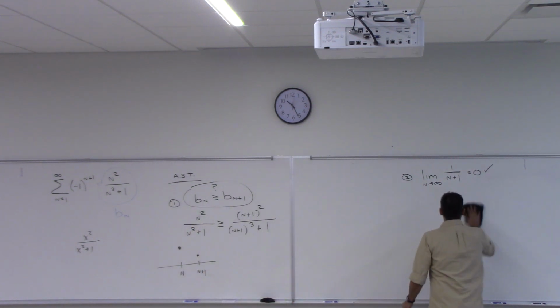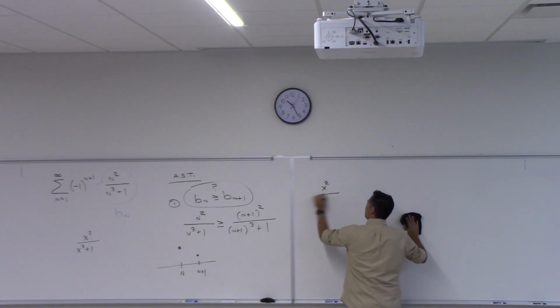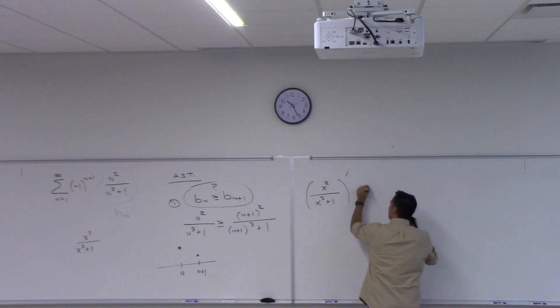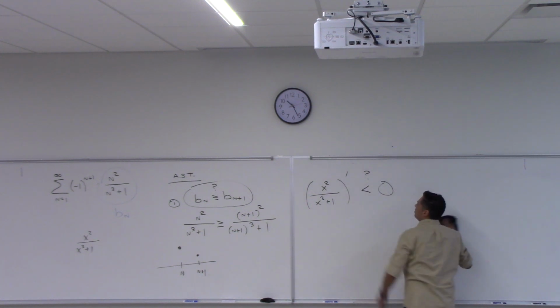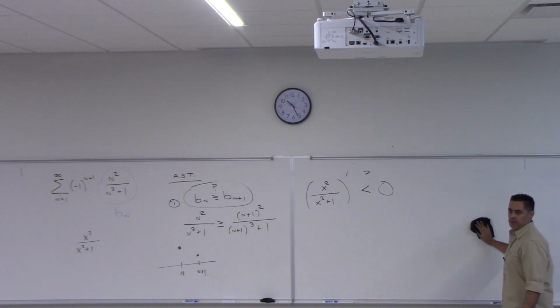So let's talk about this derivative. I'm going to take the derivative of this, and what am I hoping it is? Negative, right? Is the derivative of that negative? That would mean it's a decreasing function, which means the sequence decreases. Right?